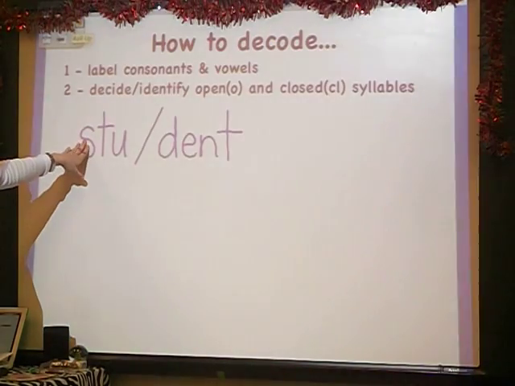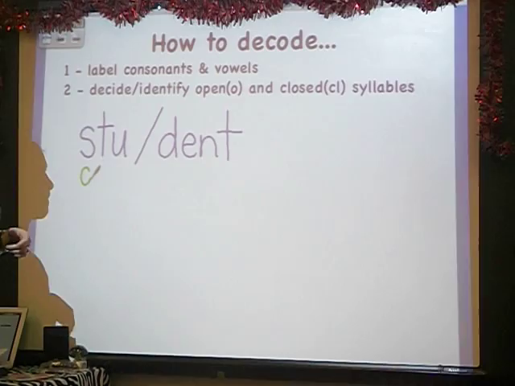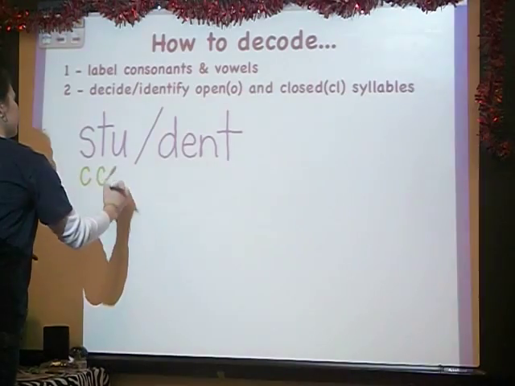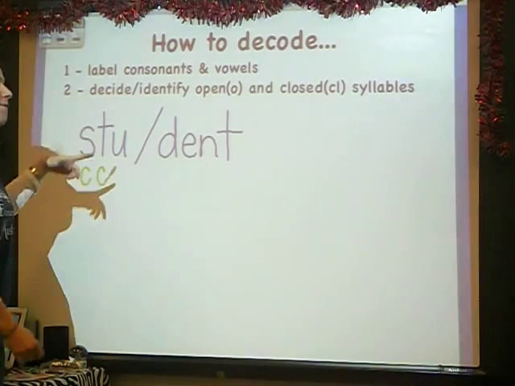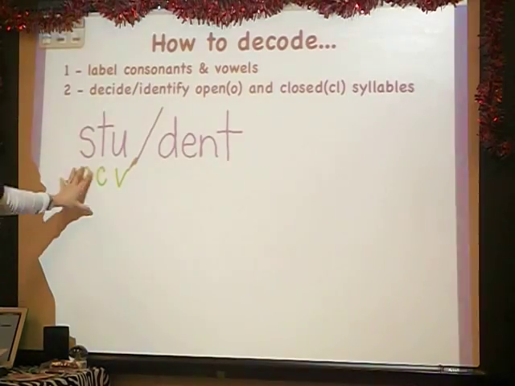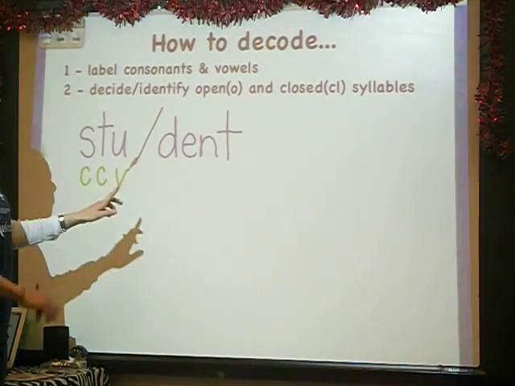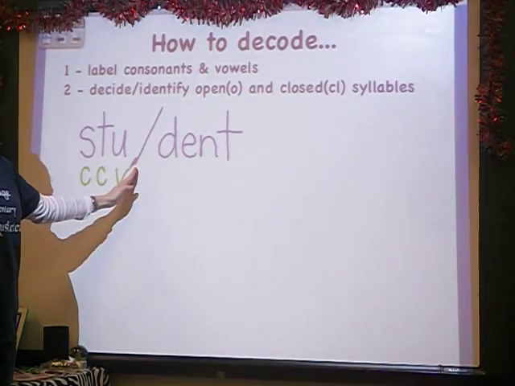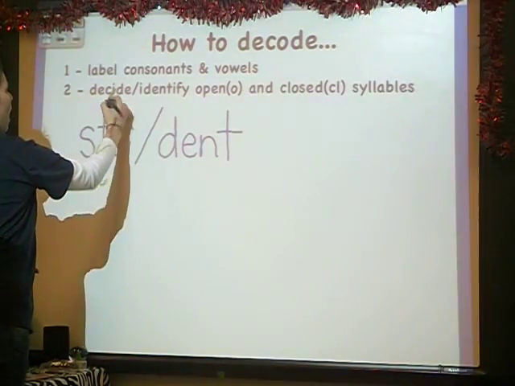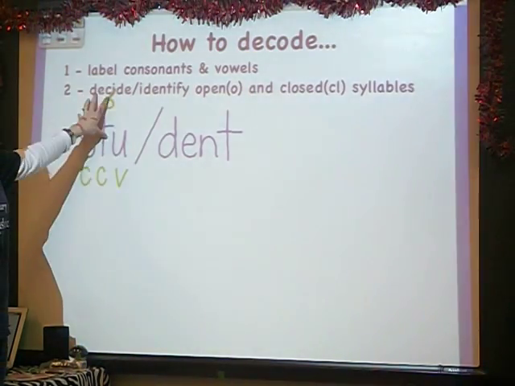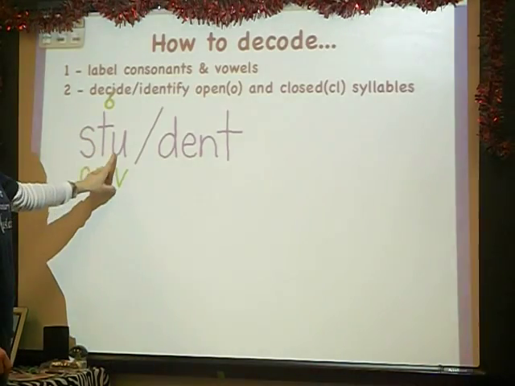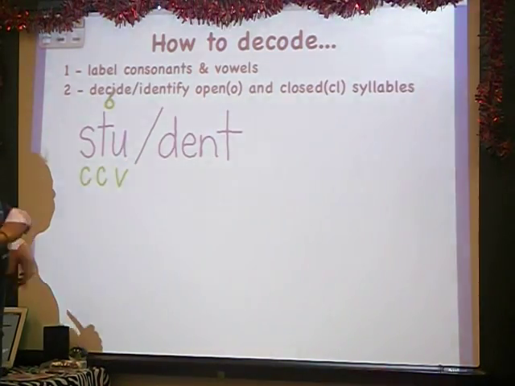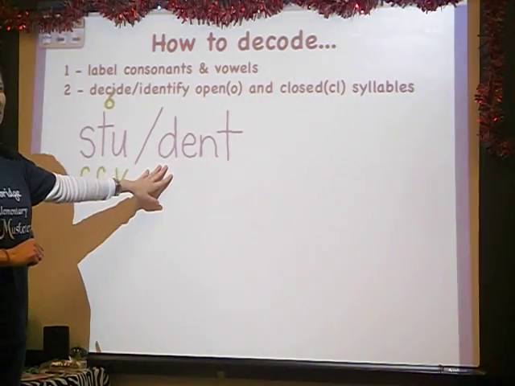The S is going to be a consonant. So I'm going to put a C. The T is a consonant. The U is a vowel. So this first syllable, stew, ends with a vowel. There's nothing that comes after it. It's open. So we're going to put an O on top because that lets us know that this first syllable is open. That vowel actually says its name. Stew. U.